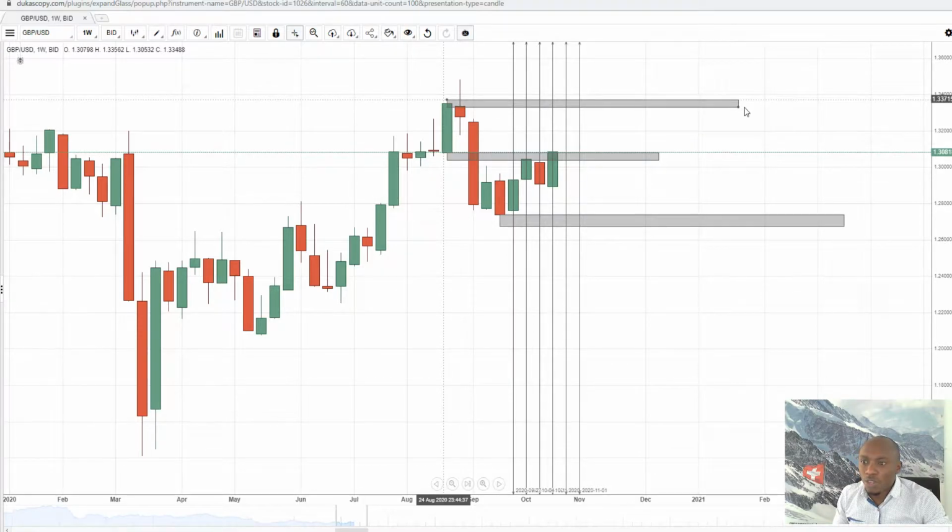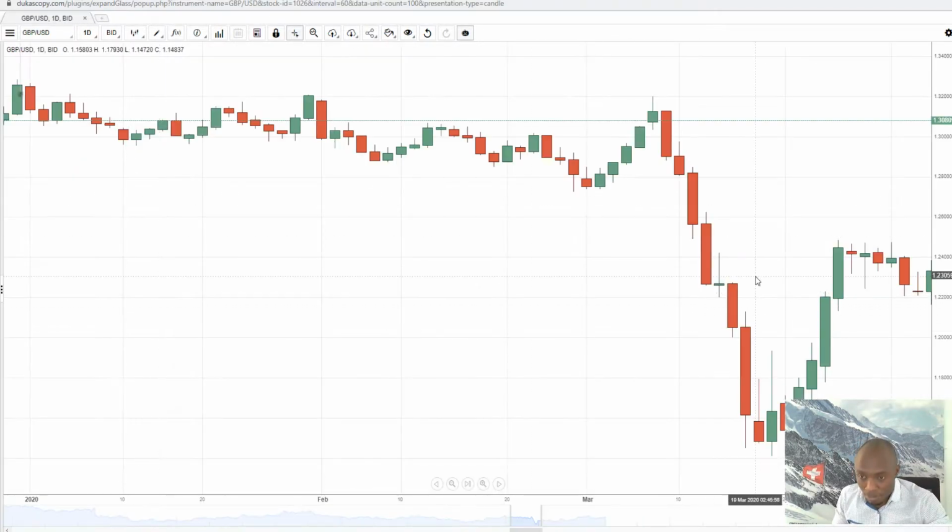So right now on the weekly time frame, you can see I already identify support level, resistance, which is looking very good for me at this point, even while I'm on the weekly time frame, and the second major resistance here. So what's the next? I go to the daily time frame.